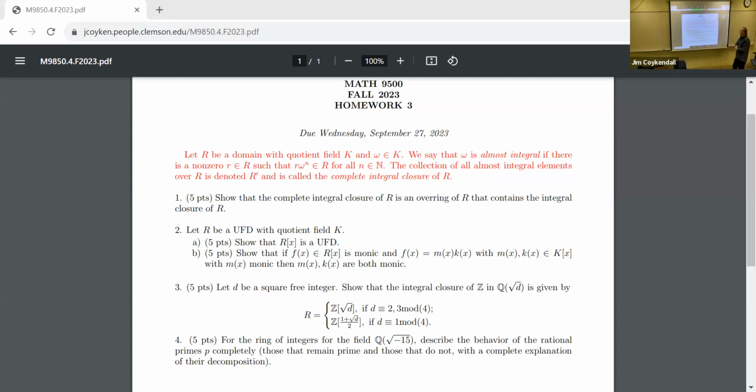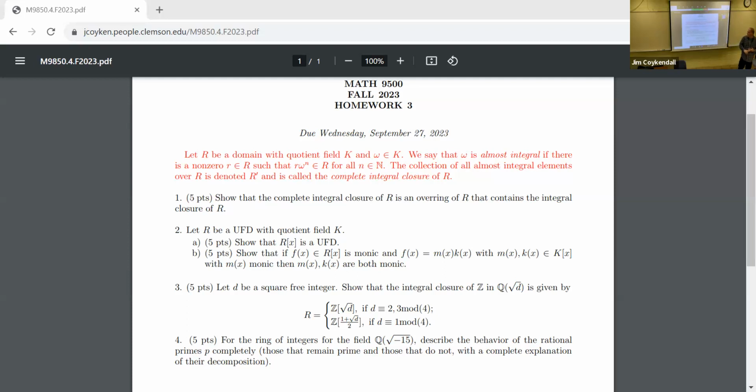All right. And finally, number 5, this is really getting the dirt on your hands here. For the ring of integers for the field Q adjoined with the square root of -15, describe the behavior of the rational primes p completely. That is, the behavior of how they behave upstairs in the ring. I want to know, does it remain prime in this ring of integers? And if it doesn't remain prime, tell me, does it ramify? Does it split into a square of something?